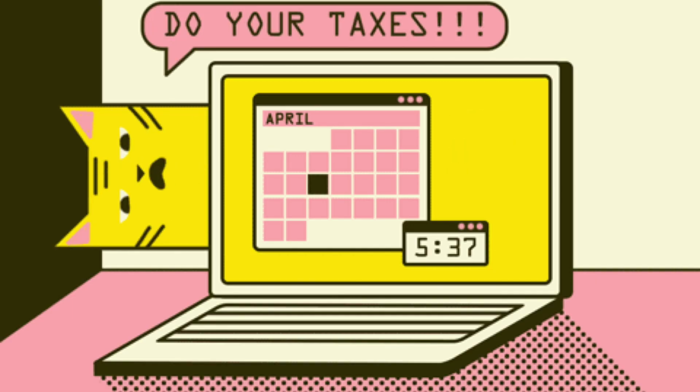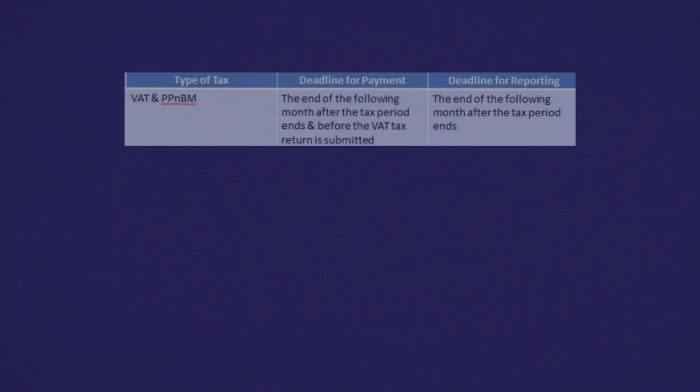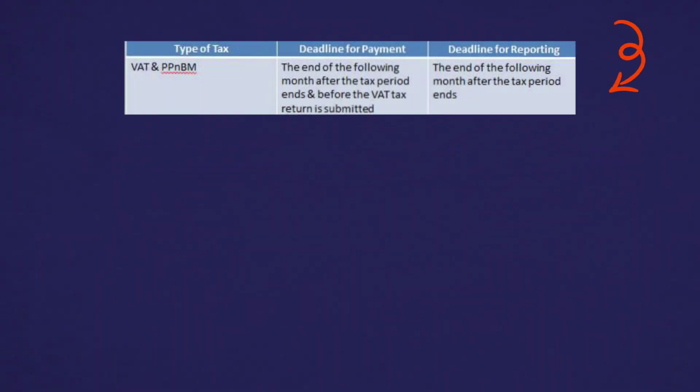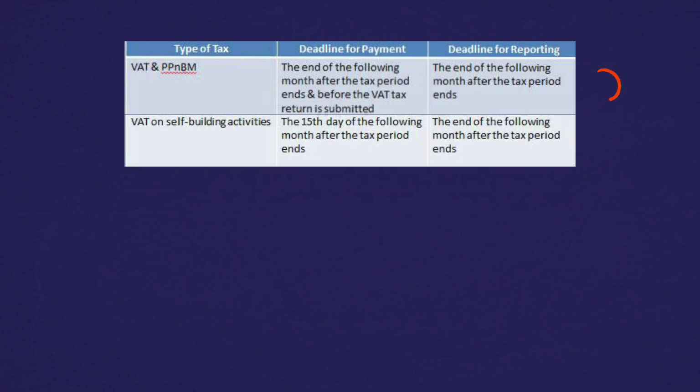Now we're going to learn about the deadline for value-added tax payment. First, value-added tax and PPNBM. The deadline for payment is the end of the following month after the tax period ends and before the value-added tax return is submitted. And the deadline for reporting is the end of the following month after the tax period ends. Second, VAT on self-building activities. Deadline for payment is the 15th day of the following month after the tax period ends, while the deadline for reporting is the end of the following month after the tax period ends.